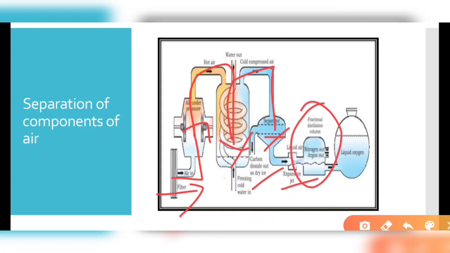by providing heat, according to their boiling points, we can separate them in liquid form, and finally we'll get the liquid oxygen at the end.